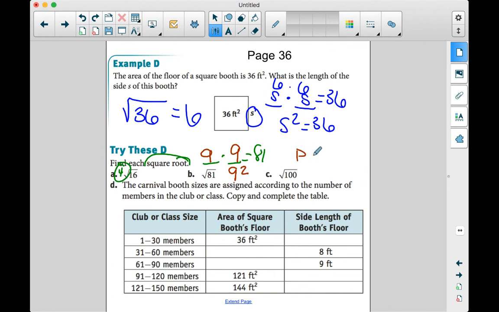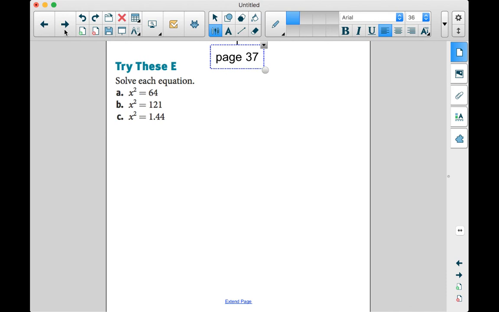Go ahead right now, hit pause, and I want you to try letter C. Figure out what the square root is of letter C. Hit pause, and when you come back, go ahead and check it. If you have 10, you are correct. Great job.